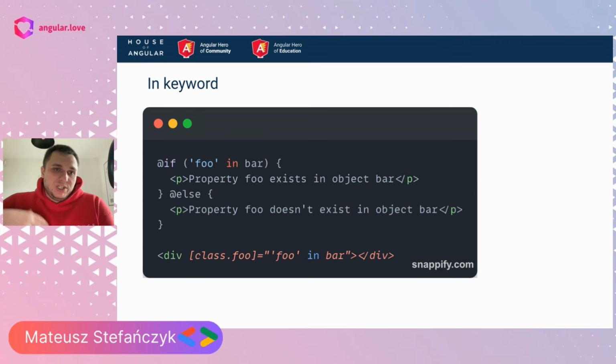The next thing, which is widely used right now on the TypeScript side of our components, but was not possible in the template, is the in keyword. So right now we can utilize the in keyword to check whether some property exists in the scope of our object, and based on that we can display something or hide something. So we can utilize it as a Boolean condition within an if. Also, we can utilize it to bind classes to our HTML elements. So I think it's a very useful and nice improvement.